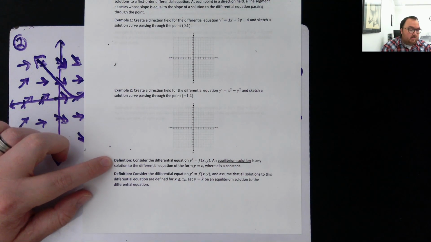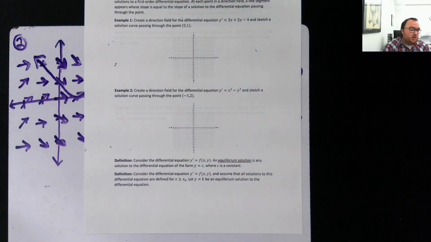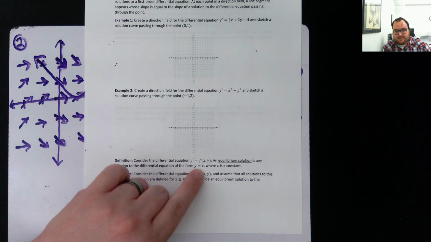The definition is right here. Consider the differential equation y prime is equal to some function of x and y. An equilibrium solution is any solution to the differential equation of the form y equals c, where c is a constant. So the equilibrium solutions are everything where y is equal to a constant.